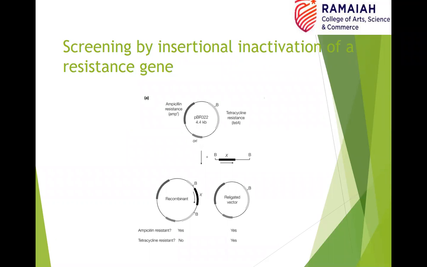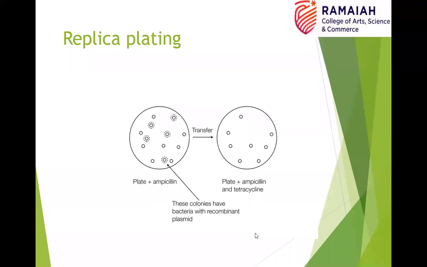Please follow it. So here to select the recombinants, we use the method called replica plating. First, we allow the cells to grow on a medium containing ampicillin. This enables the selection of transformants, meaning the cells containing recombinant DNA grow here, and the cells containing unaltered vector also grow here, because both have the intact ampicillin resistance gene. That's how all the transformed cells will grow here.